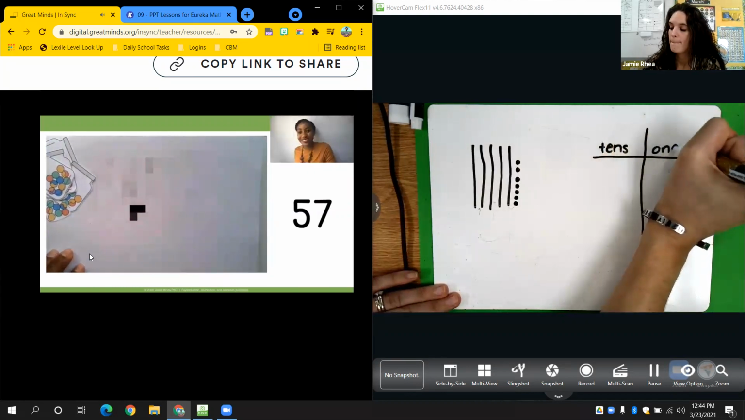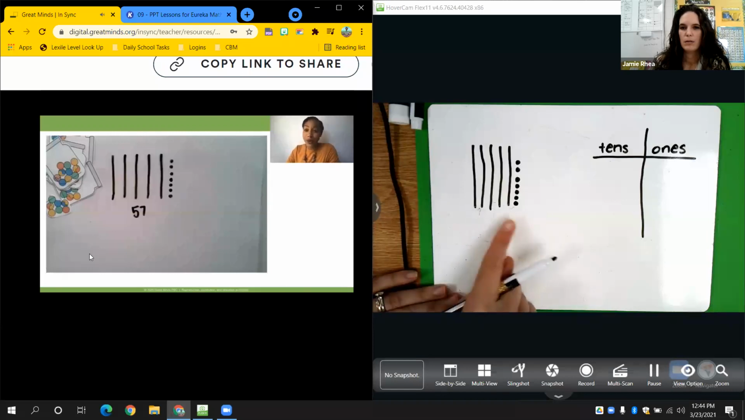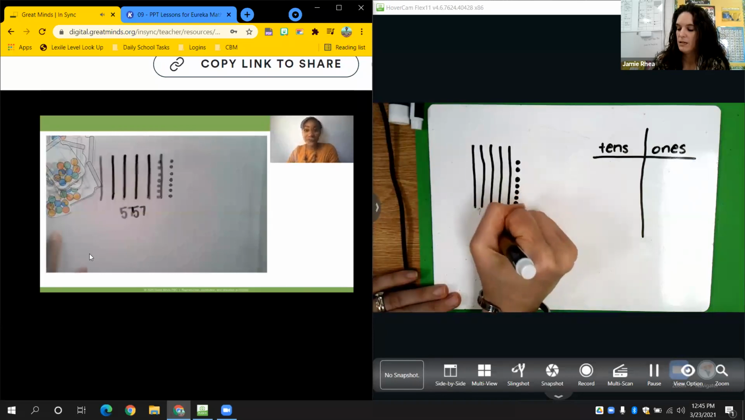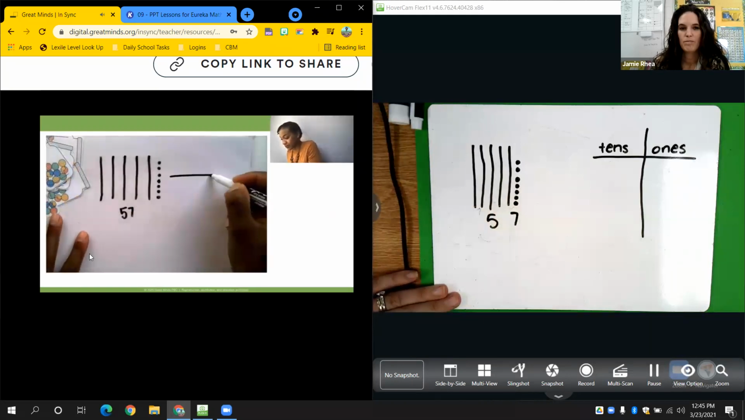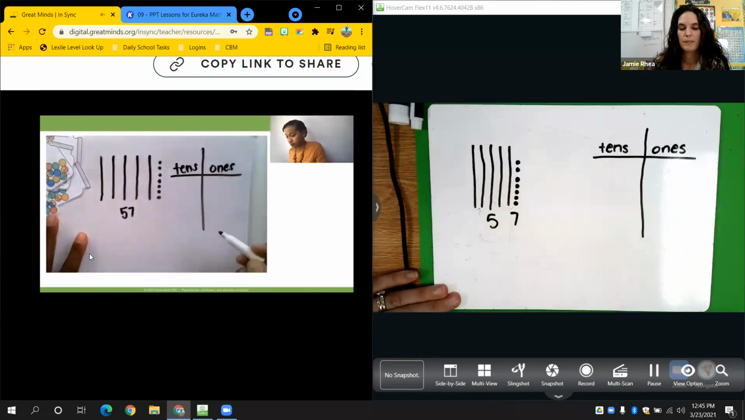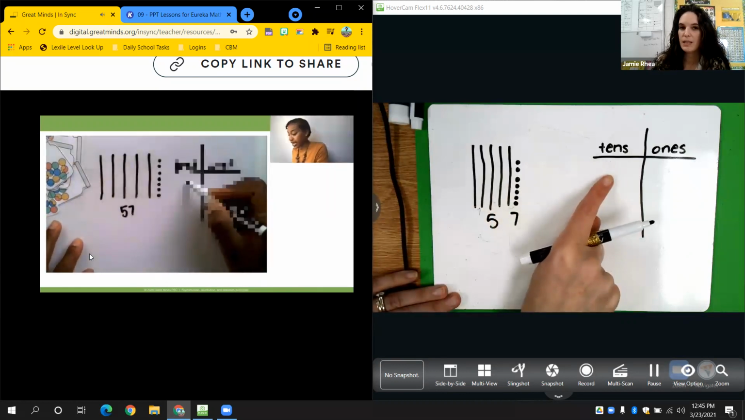57. If you need more time, you can pause. Here we go. Oh, look. But we're going to keep going. 50. Now, let's take this 57 and put it in our place value chart. Mathematician, I'm going to draw behind my secret wall, and we'll see if you put it in the correct order. Okay, so what goes in our tens place?